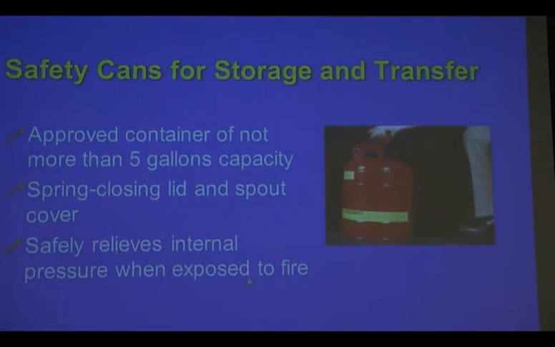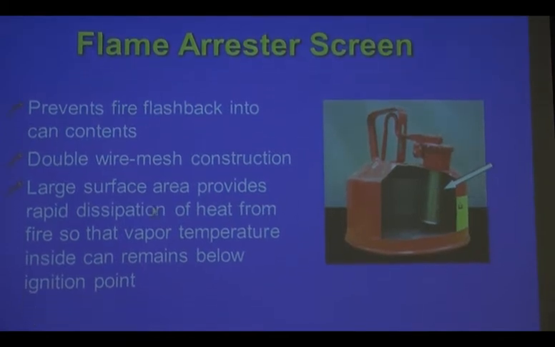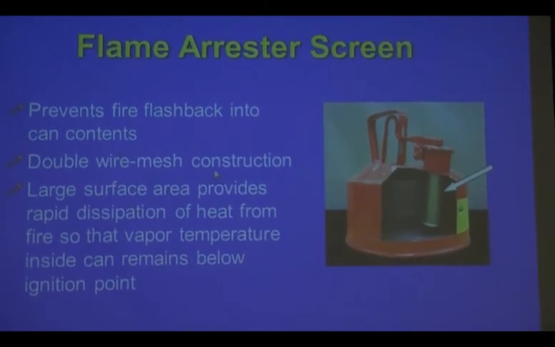Safely relieves internal pressure when exposed to fire. If that thing has a fire, then it has to have relief on there that will keep pressure from building up to where it's going to explode and keep fire from going down inside. Flame arrestor screen, that guy there, prevents fire flashback into can content. When that thing opens, it'll keep the fire from going down inside the can. There's a little bit of liquid level in there, it might not prevent it from there, but it'll keep it from getting into the can. The flash arrestor: double wire mesh construction, large surface area, rapid dissipation of heat.